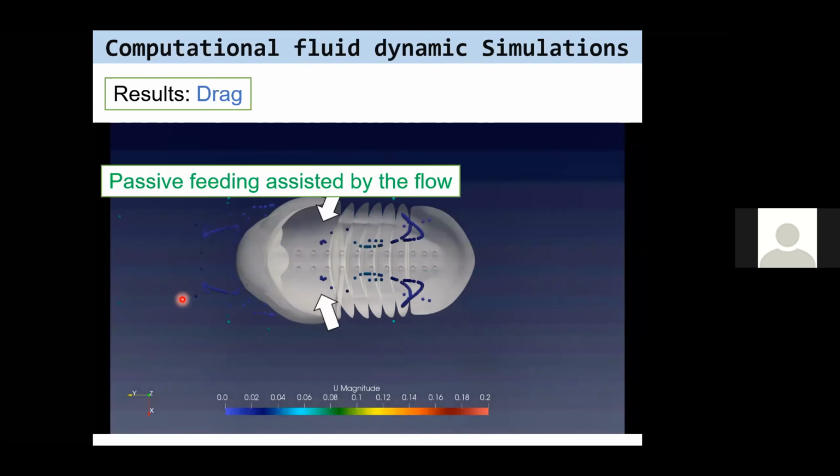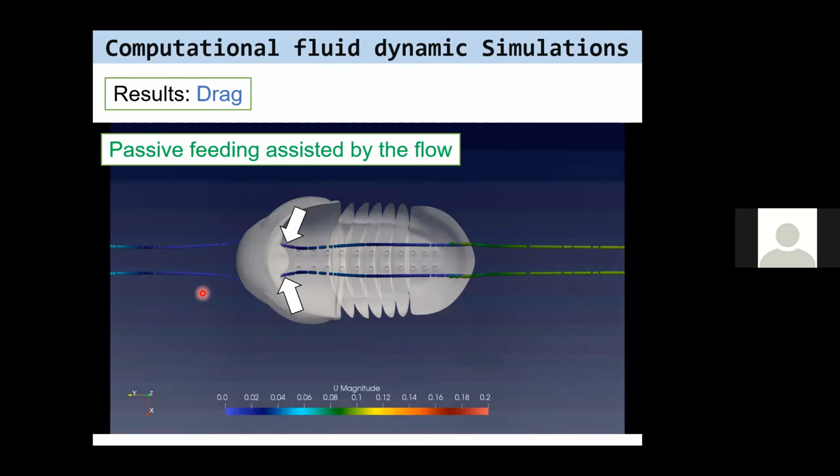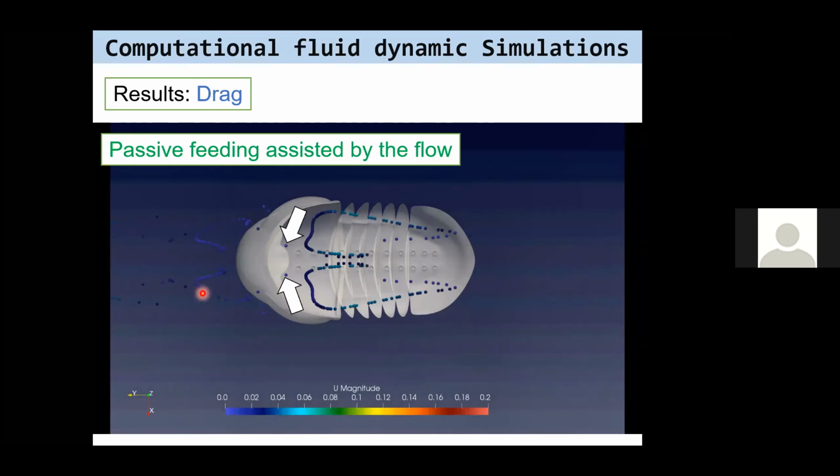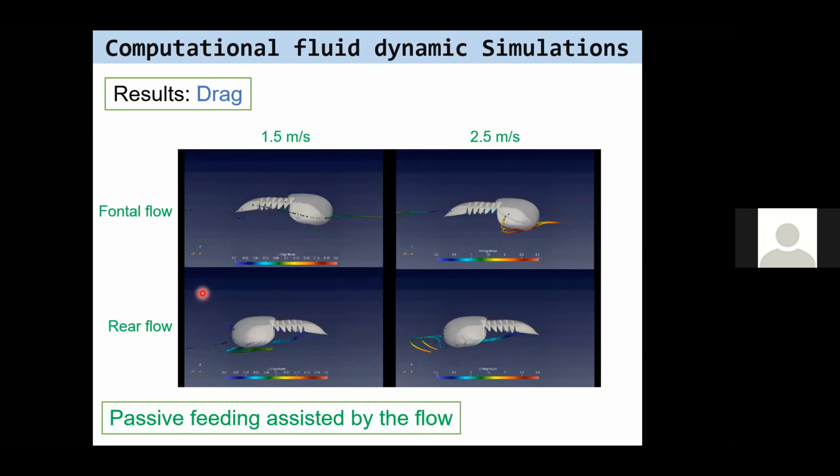This is a ventral side. So we interpret this like a passive feeding as assisted by the flow. So the animal just was floating and particles move directly in the flow directly to the mouth of Megalaspis. So we can see this in different views.